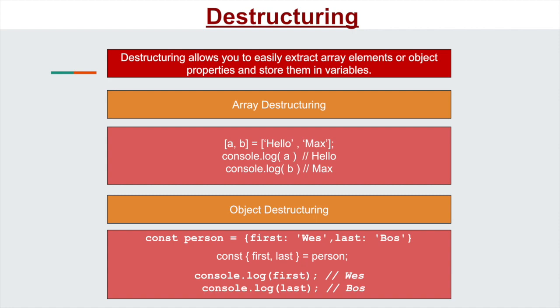Now for arrays, it looks like this. If we have an array with two elements, hello and max, then we can use this strange looking syntax on the left side of the equal sign, which looks like we are creating an array, but we are not, to assign the variables a and b to hello and max.